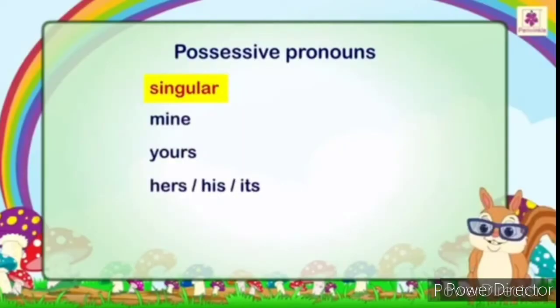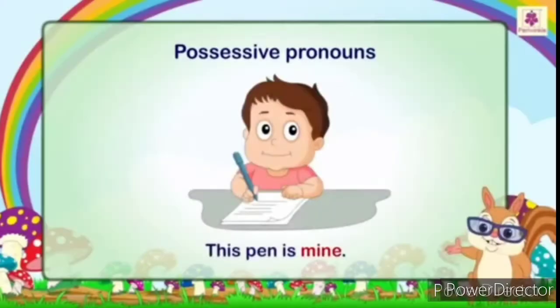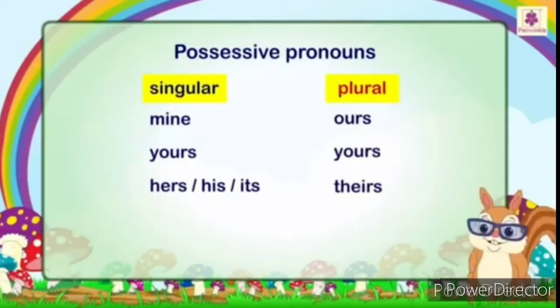The singular forms of possessive pronouns are mine, yours, hers, his or its. For example, for singular possessive pronouns, this pen is mine. Look at the plural form of possessive pronouns here. Ours, yours, and theirs. So children, that's all for possessive pronouns, singular and plural form.